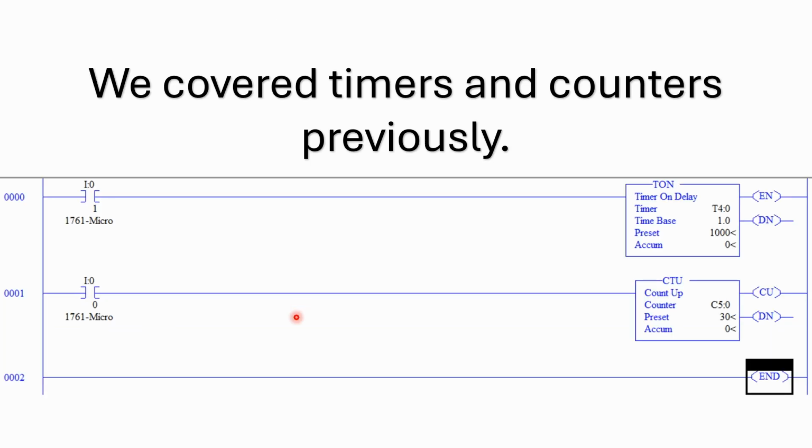All right, so by this point we've covered timers and counters already, but what we're showing here is just an example of what the ladder logic would look like using those, with an input driving a timer and an input driving a counter. This is an up counter, and this would be an on-delay timer, which is set for looks like 1,000 seconds. So the next thing we want to look at is data transfer and manipulation.